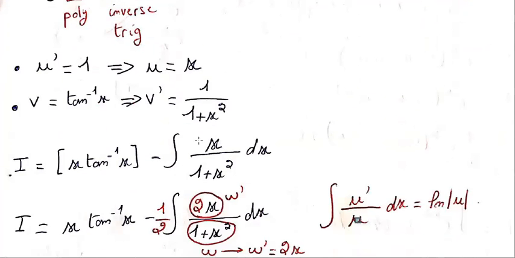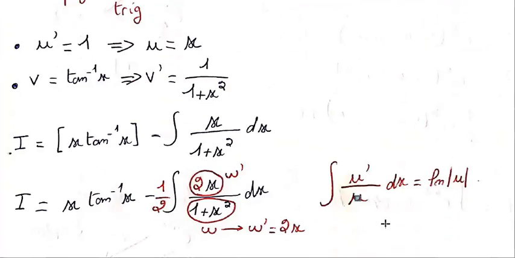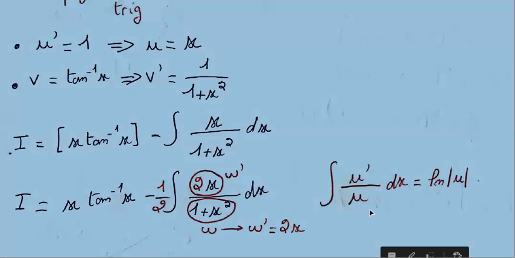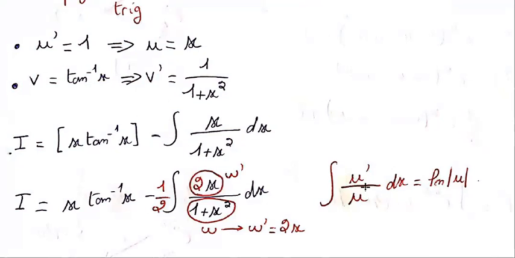Now, to integrate x over 1 plus x squared, I have a fraction here. I'm checking if the numerator is the derivative of the denominator in order to use this rule, which is the integral of u prime over u equals ln absolute value of u. If we differentiate the denominator, we get 2x. So we still need a 2 in the numerator. So we multiply the numerator by 2, and we multiply by half outside the integral. It's as if I multiply the whole integral by 1, which will not affect the integral. So if we put 2 inside, we have to put half outside.